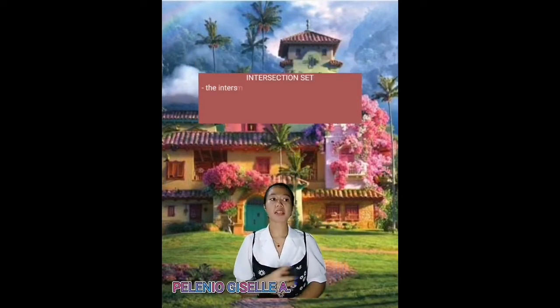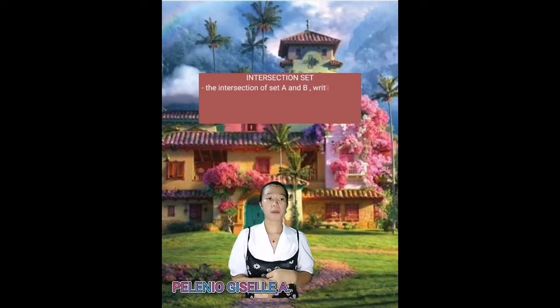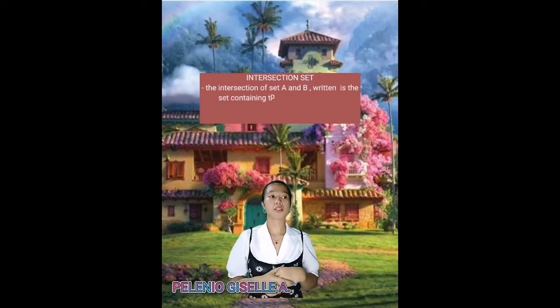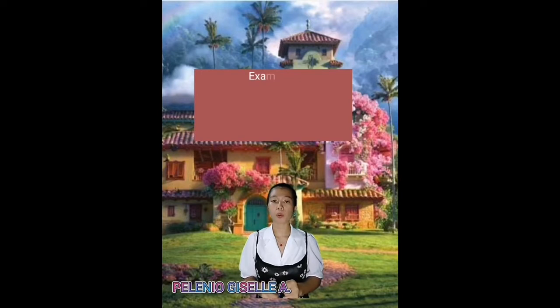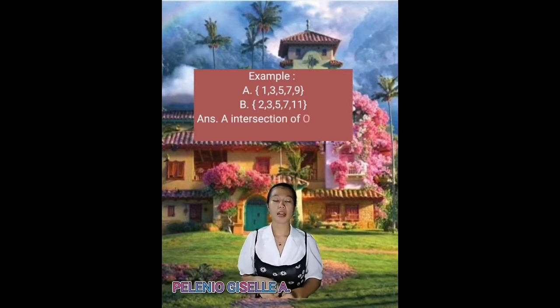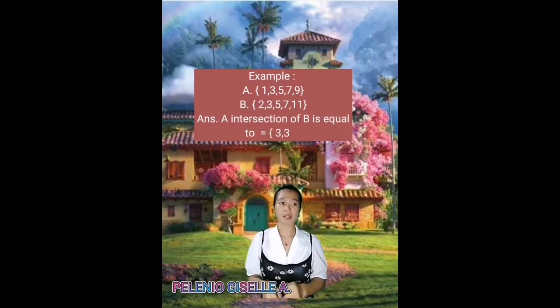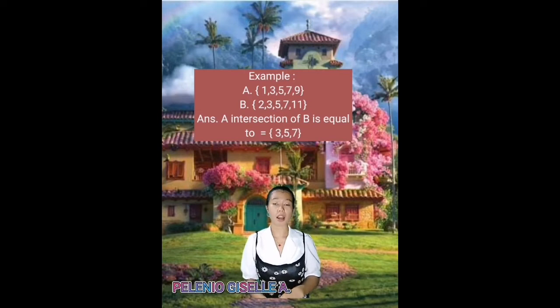Intersection of set. The intersection of set A and B, written A and B, is the set containing the elements that are in both A and B. So, in intersection, the elements have a common element. For example, A is the set of 1, 3, 5, 7, and 9, and B is 2, 3, 5, 7, and 11. So, the common elements are 3, 5, 7.